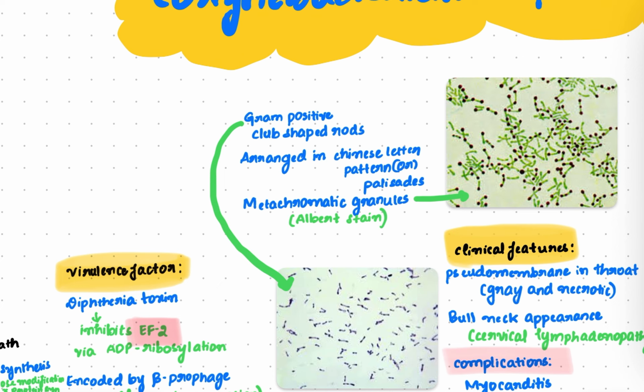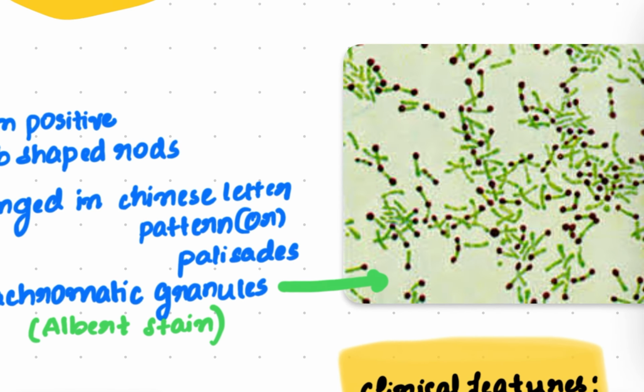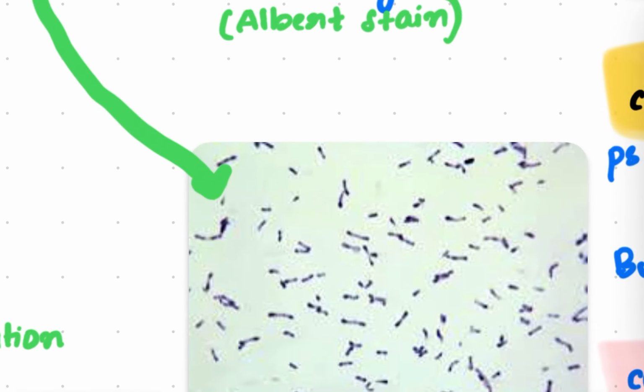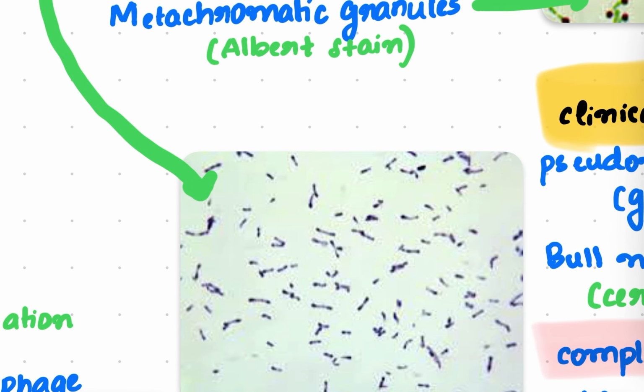Next, it contains metachromatic granules which can be seen on Albert stain. In this picture we can see bipolar granules on Albert stain. And this picture is showing a gram-positive rod-shaped organism.